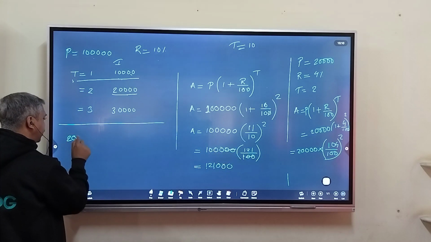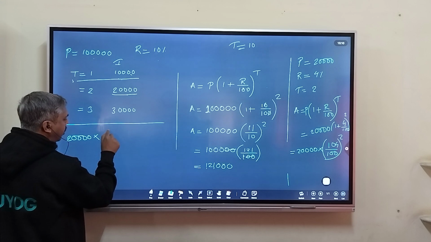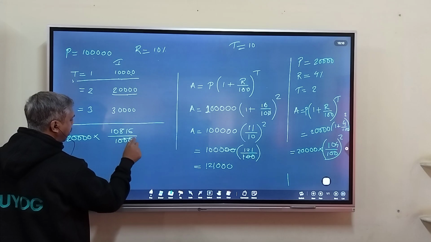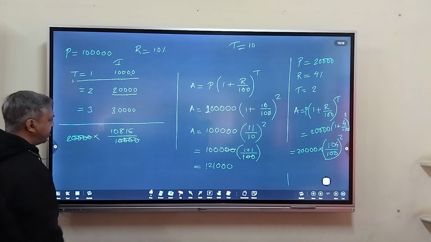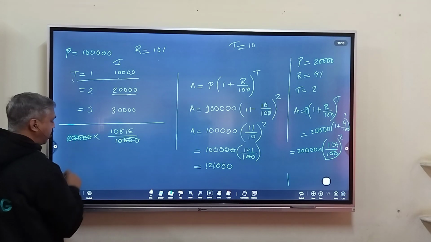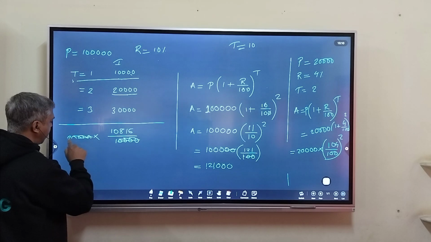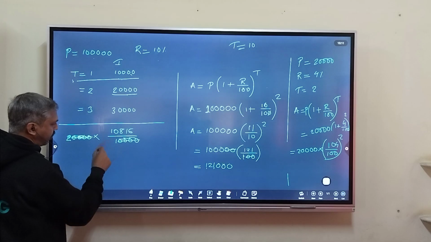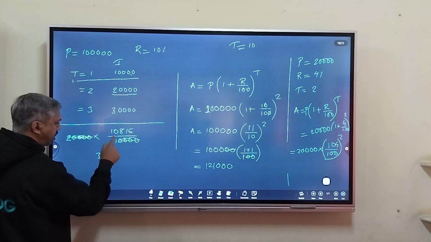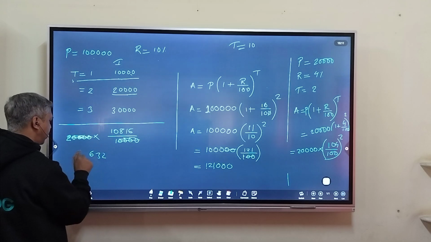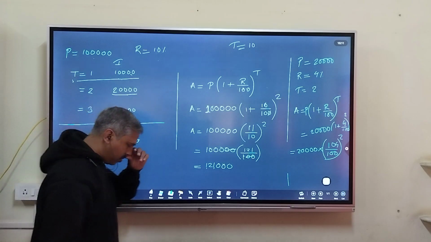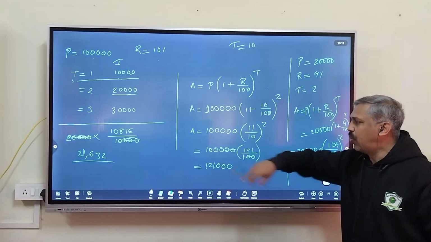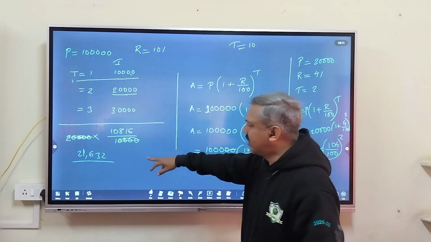Solving it here, 20,000 into 10,816 upon 10,000. 4 zeros, 4 zeros are getting cancelled. 2 into this value is 1632. 8 2 is 16 carrying 1. 21,632. So the population of that city or population of that village after 2 years will be 21,632.